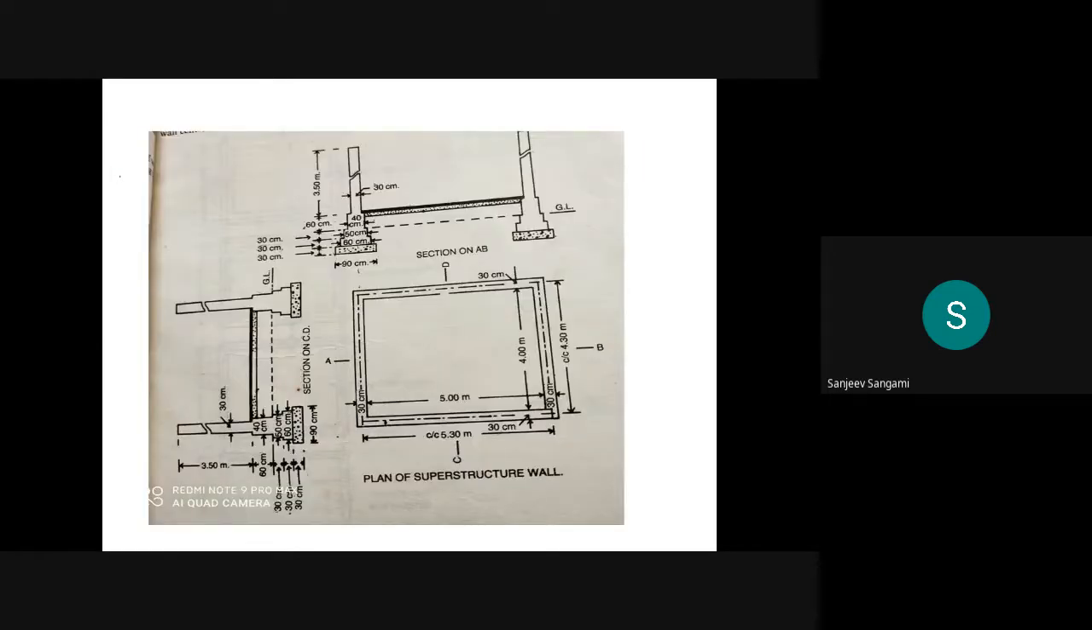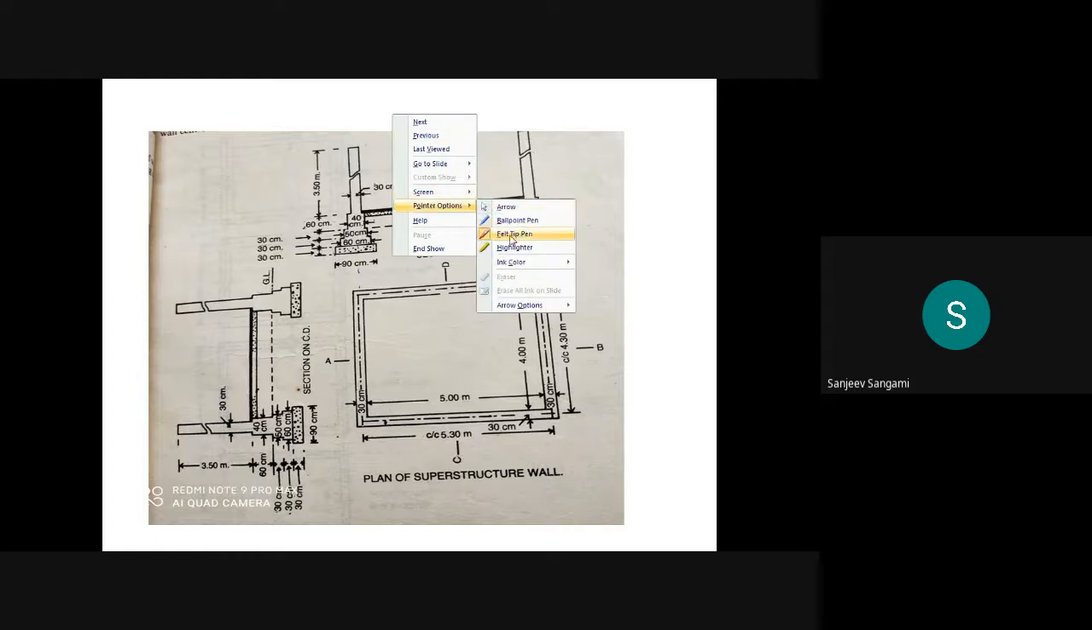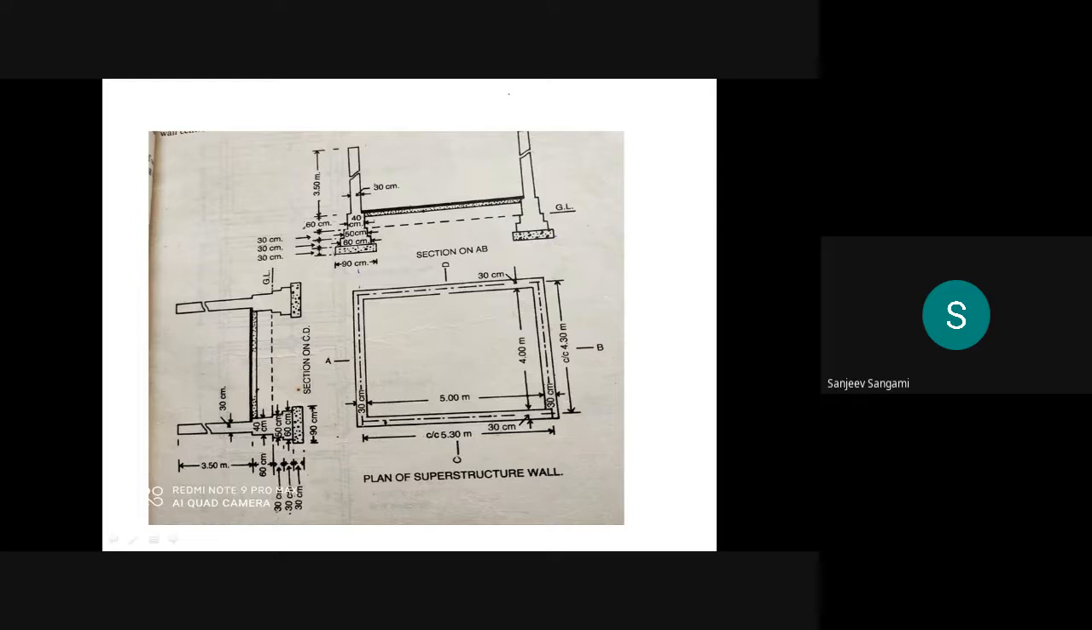Then we will straight away work out this problem. Of course, there are many methods to do the quantity estimation. The first one is the long wall method.